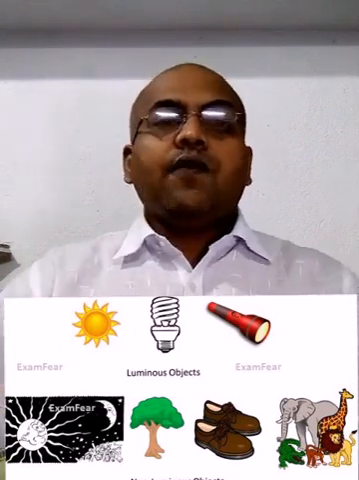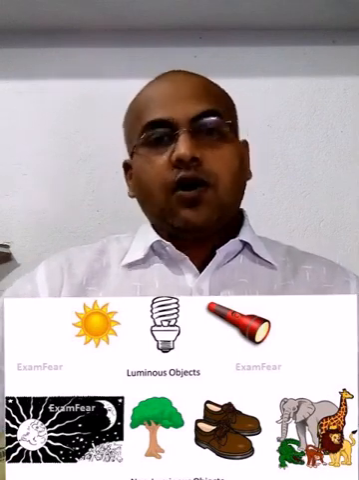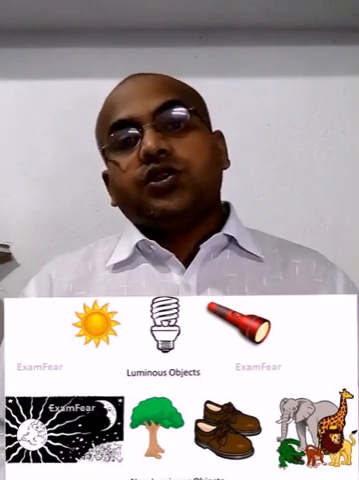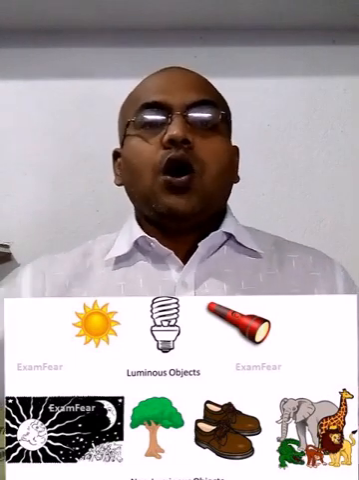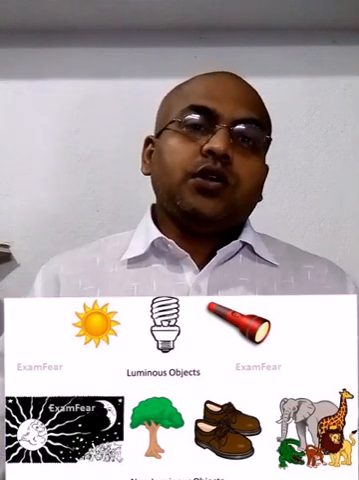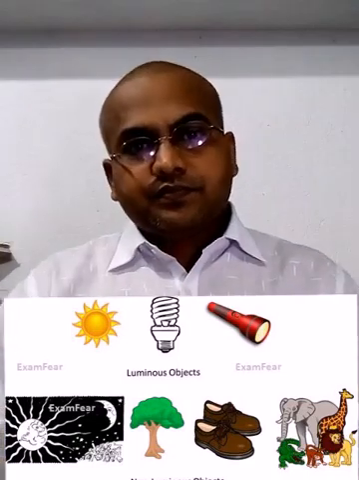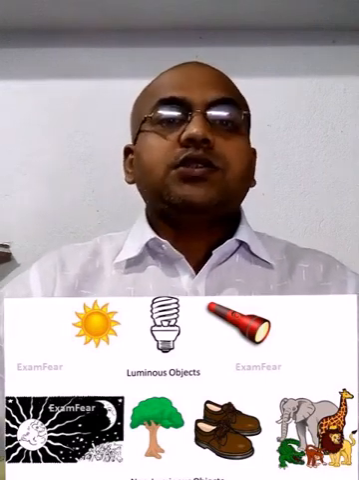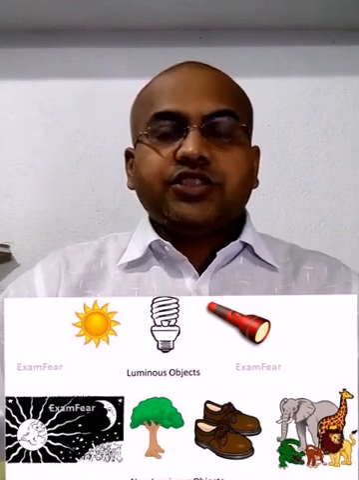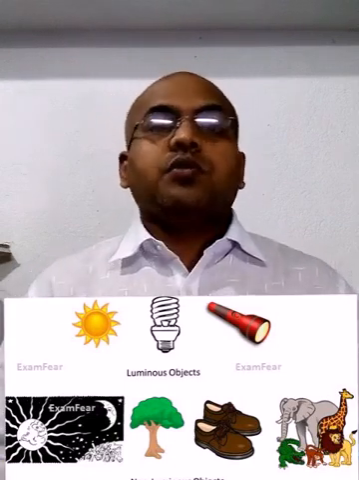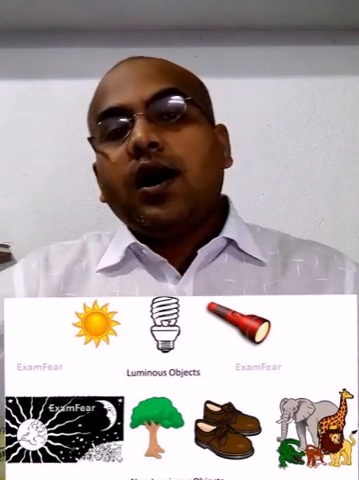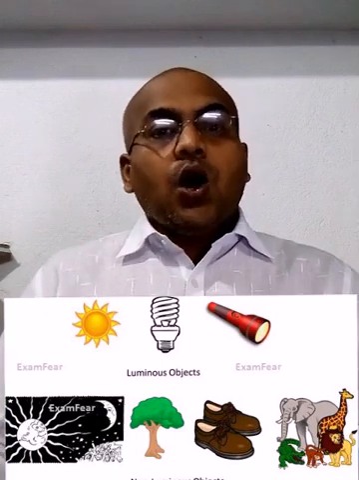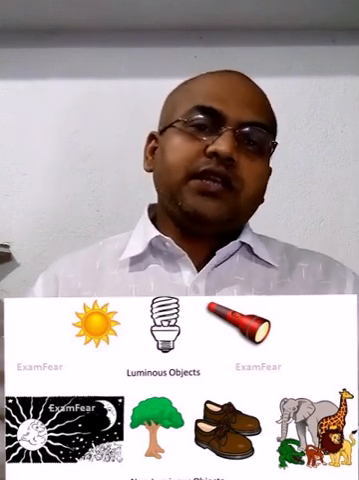The next category of objects is non-luminous objects. These are the objects which do not have their own light and are not able to emit light. Examples of non-luminous objects are a chair, table, book, pen, and pencil. They are all non-luminous because they don't have their own light or the capacity to emit light.